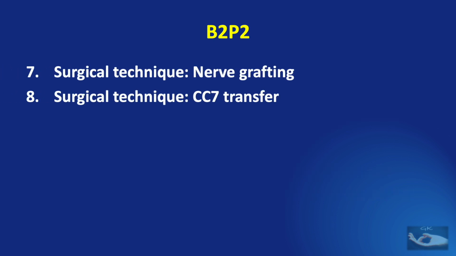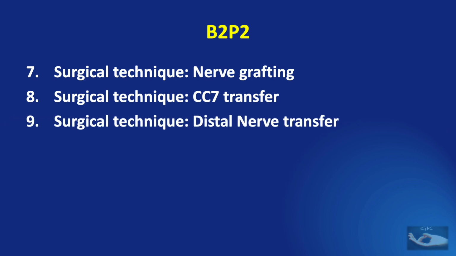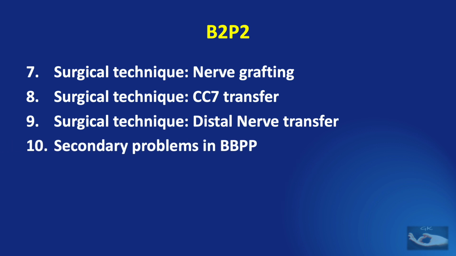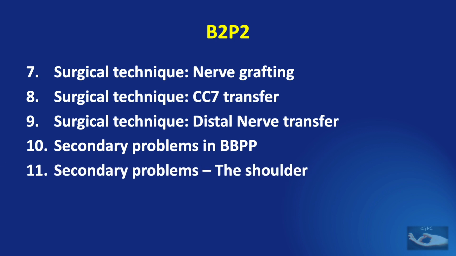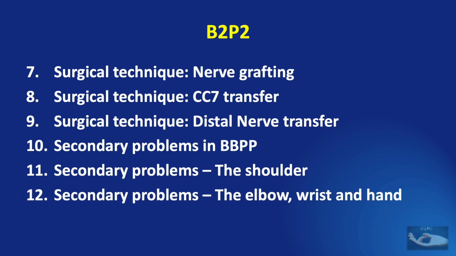grafting, contralateral C7 transfer, surgical techniques of distal nerve transfers, an overview of secondary problems in birth brachial plexus palsy, secondary problems involving the shoulder, the presentation and the treatment, and secondary problems involving the elbow, wrist and hand, the clinical presentation, the problems and the treatment.